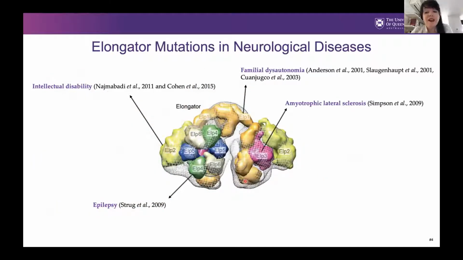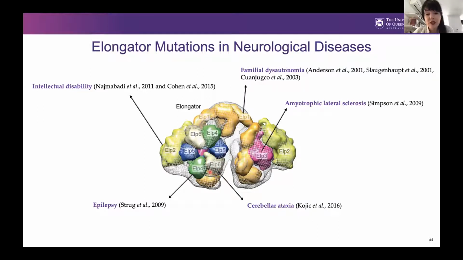So various mutations in the elongator subunits have been linked to a wide spectrum of neurological diseases. First, mutations in the ELP1 subunit were discovered that lead to familial dysautonomia, which is a motor neuron disease. Then ELP3 mutations have been associated with ALS, amyotrophic lateral sclerosis. Then ELP4 mutations have been linked to epilepsy, and mutations in the ELP2 gene have been found in patients with intellectual disability.